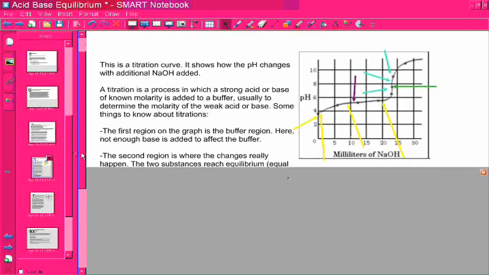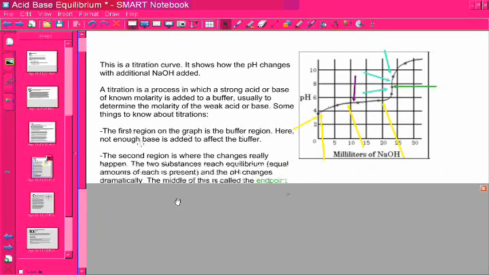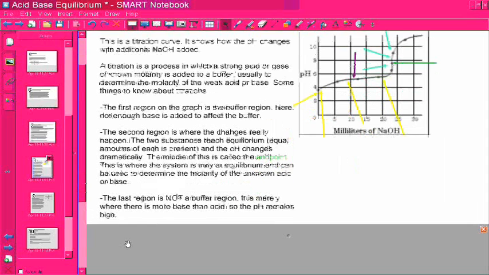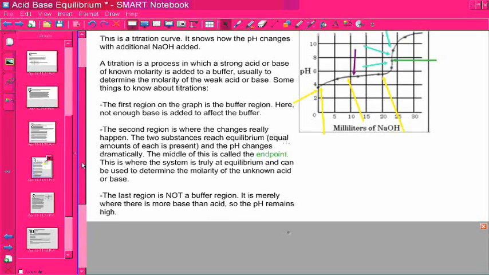The first region on the graph is the buffer region, right here. Here, not enough base is added to affect the buffer. The second region is where the changes really happen. Two substances reach equilibrium, equal amounts of each are present, and the pH changes dramatically. The middle of this is called the endpoint, right here. This is where the system is truly at equilibrium and can be used to determine the molarity of the unknown acid or base. The last region is not a buffer region. That's right here. It's merely where there's more base than acid, so the pH remains high.